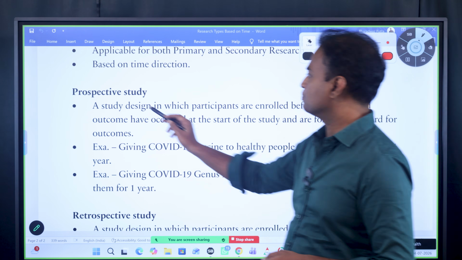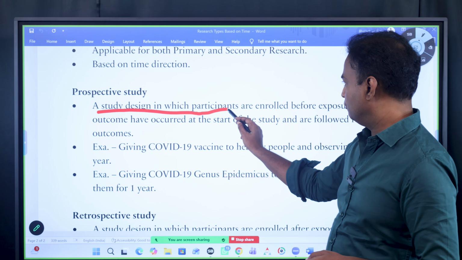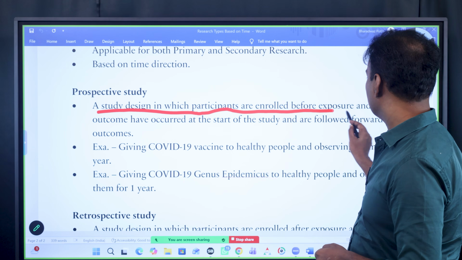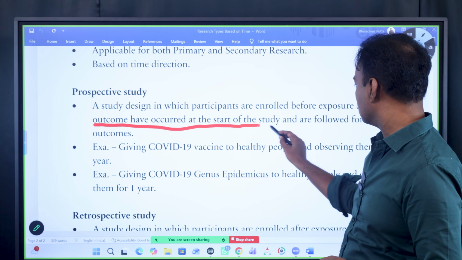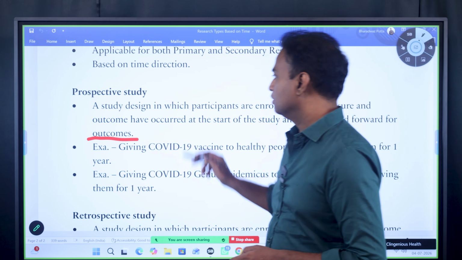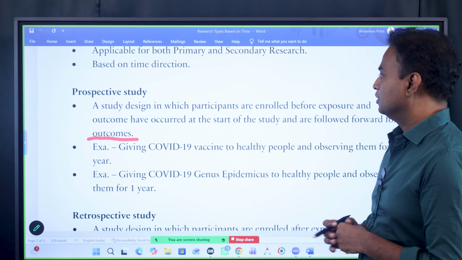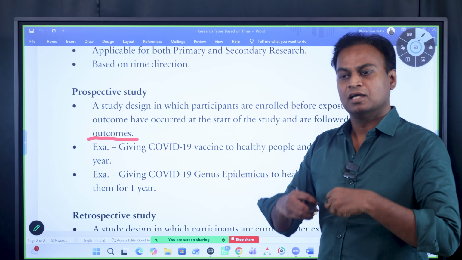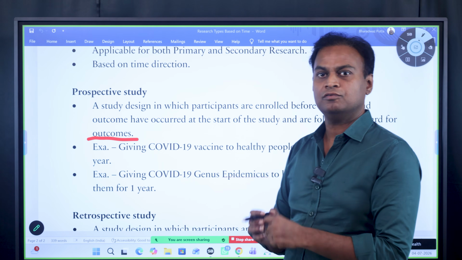Here, what is prospective research? A study designed in which participants are enrolled before the exposure and outcome have occurred at the start of the study, and are followed forward for outcomes. So what you are doing here is, in this prospective study, the cause of the disease and the actual disease has not yet occurred. So you are following them in future.